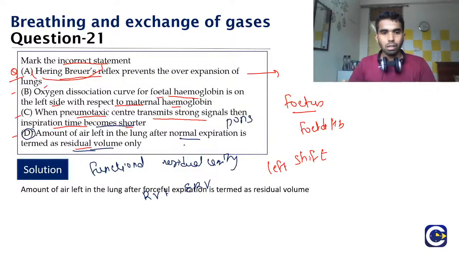Residual volume will only be left if we are going for forceful expiration. So the incorrect answer is option D. Okay, you all are incorrect, sorry. The answer is option D.